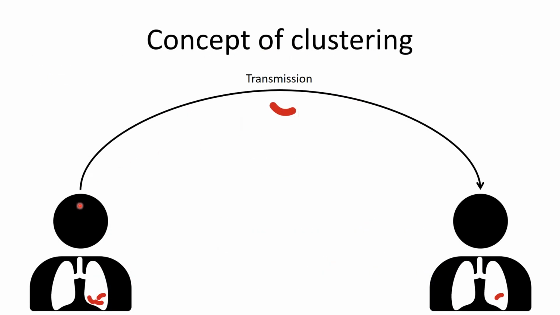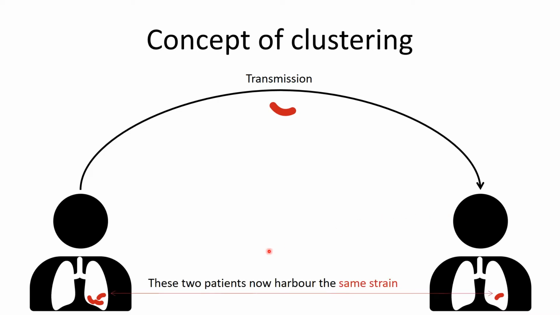So starting from the beginning, clustering is based on the simple concept that a patient who is infected with tuberculosis transmits the disease to another patient. Of course, that means he or she transmits the bacteria that causes the disease to this other patient. And because of this, these two patients harbor the same strain.